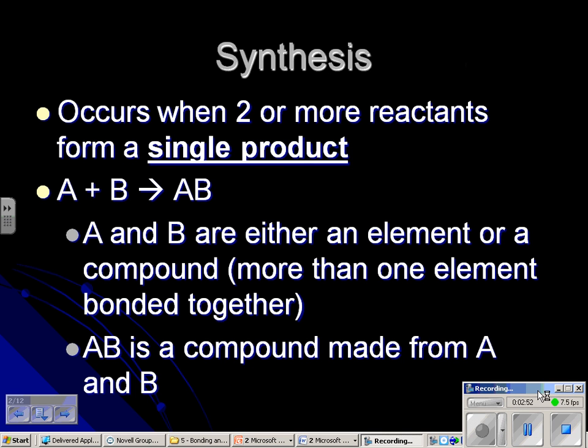It has to be a compound. So AB has to be a compound made from A and B. So again, something plus something, either element plus element, or compound plus compound, making just a compound. So that is a synthesis type reaction.